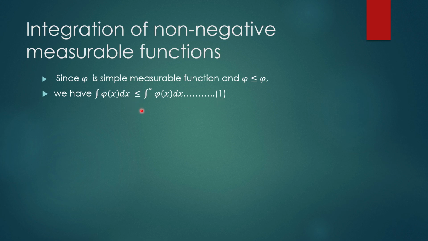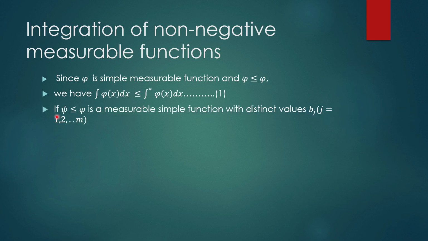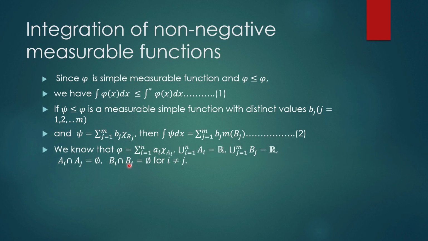Let us prove the reverse inequality. Again, if psi is less than or equal to phi and is a measurable simple function with distinct values bj, j running from 1 to m, then psi is equal to the summation, j running from 1 to m, of bj chi Bj. Then the integration of psi dx is equal to the summation, j running from 1 to m, of bj times the measure of Bj. Let it be equality number 2. We know that phi is equal to the summation, i running from 1 to n, of ai chi Ai, but the function is defined on R. Therefore, the union of the Ai should be exactly equal to R.